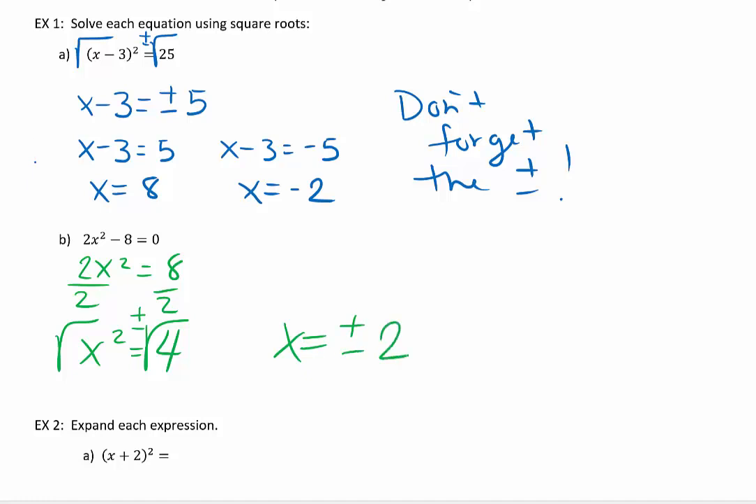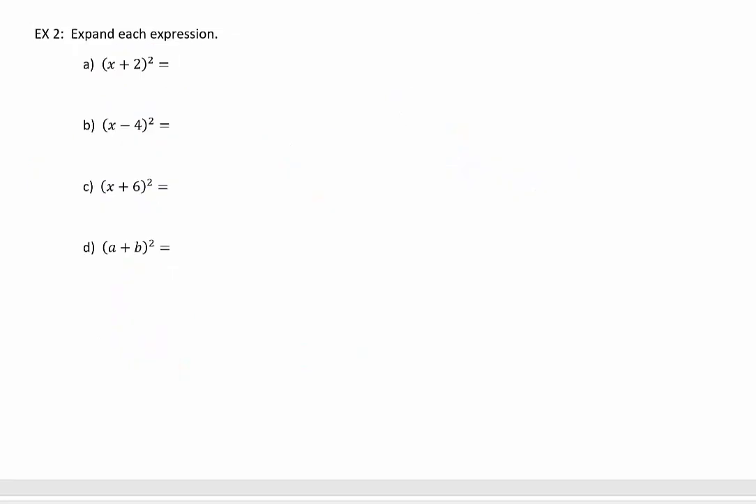So our goal when we're completing the square is going to be to get equations that look like this, equations that we can use the square root on. In other words, our goal is going to be to create what we're going to call perfect square trinomials, things that can be factored as something squared. And to help us do that, I want us to recognize the pattern that happens when we expand each one of these binomials.